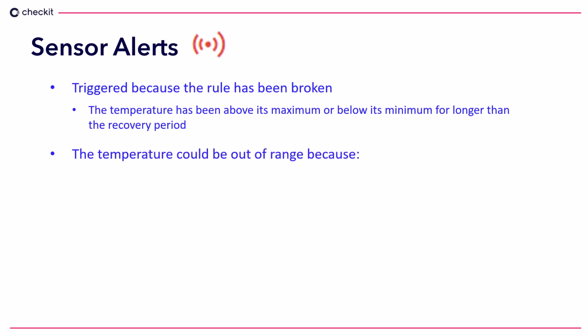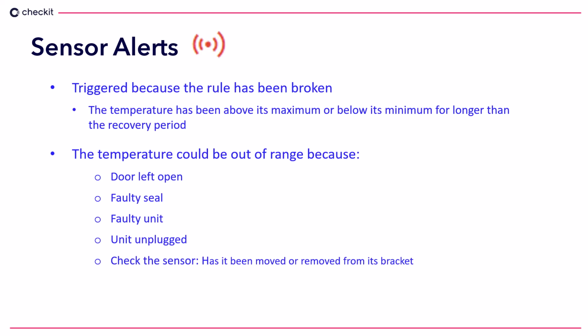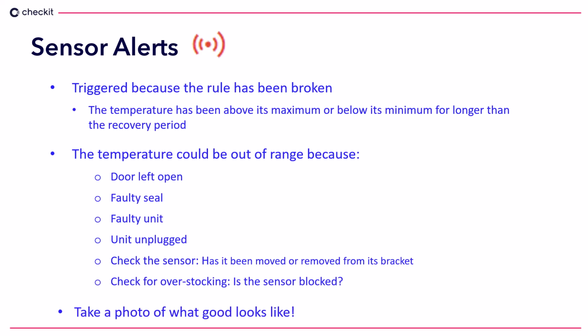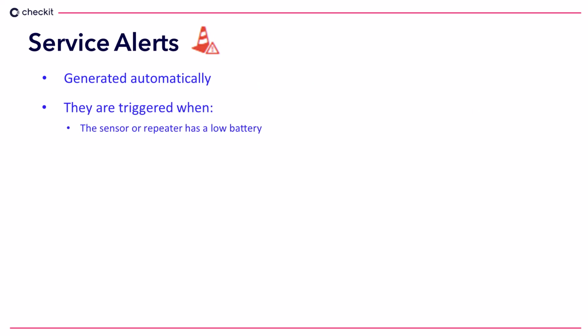A sensor could go out of range for a number of reasons. For example, the door may have been left open or the seal could be faulty. The unit itself may be faulty or may have been unplugged. And always check the sensor itself. Has it been moved or removed from its bracket? Or is there too much stock in front or around it? It may also help to take photos of them in their correct position.